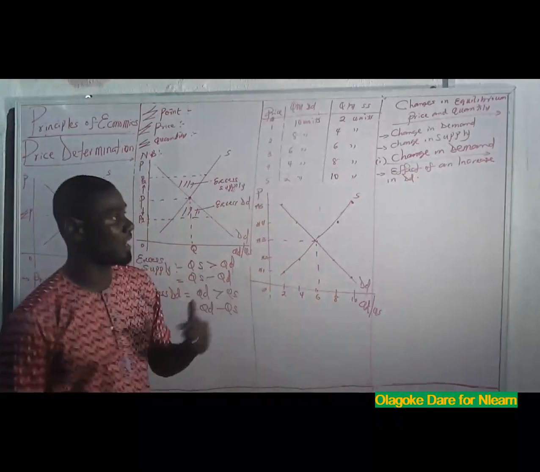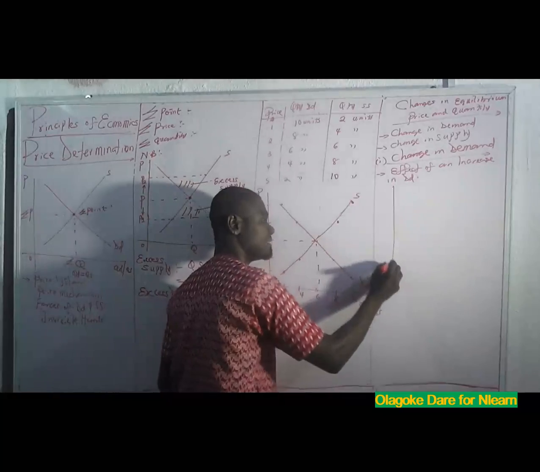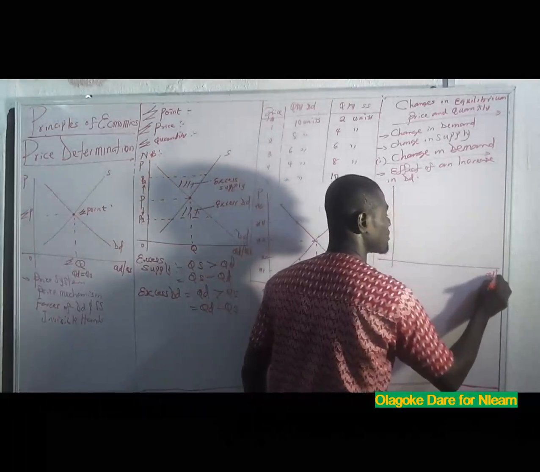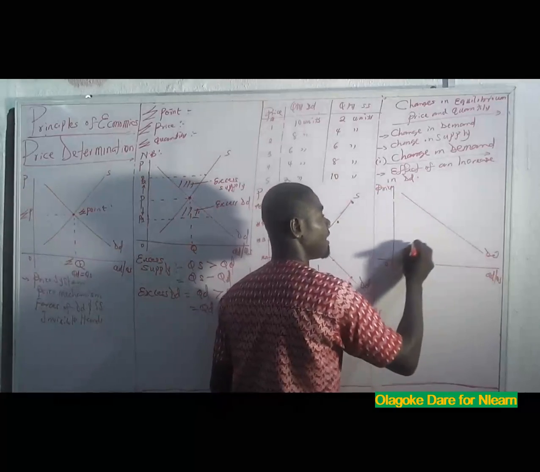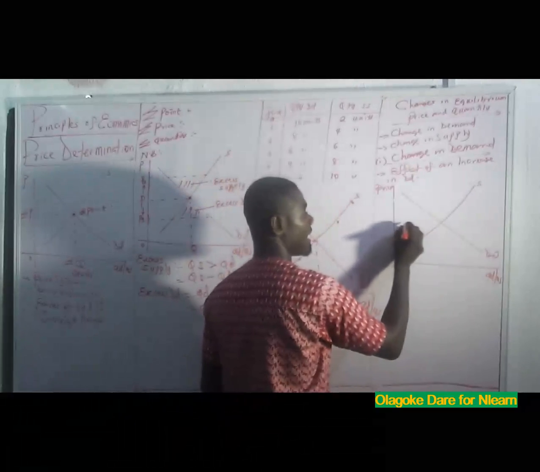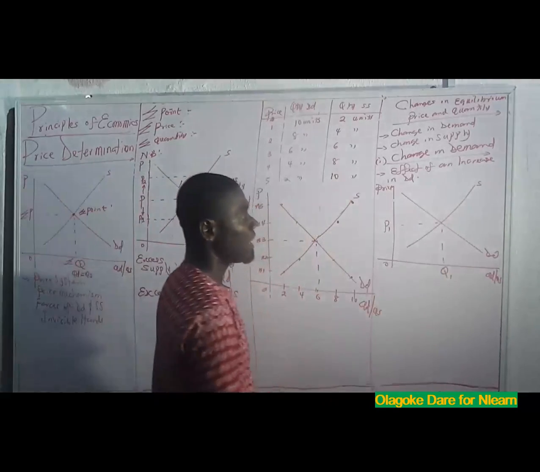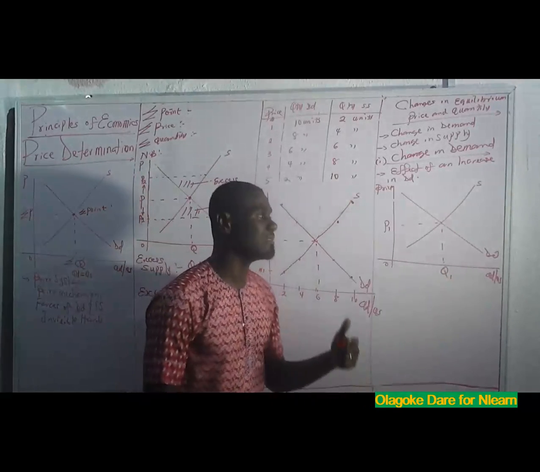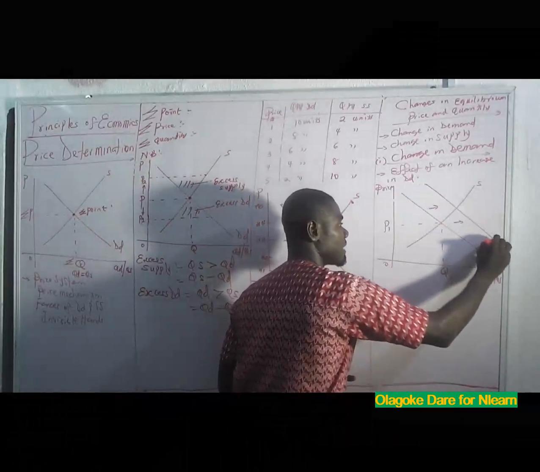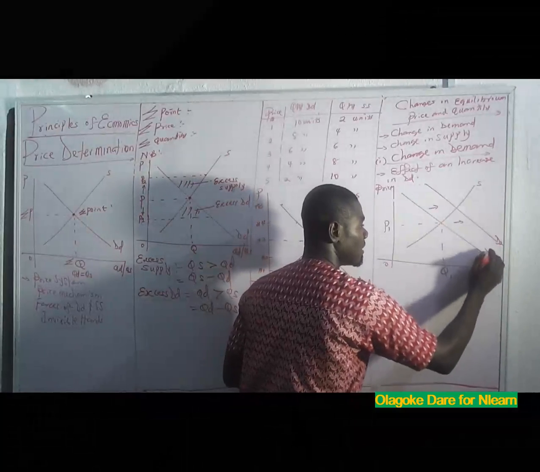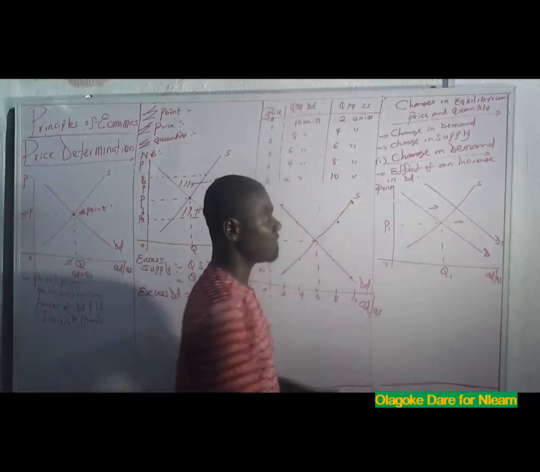When there's an increase in demand, how will it affect our equilibrium price and quantity? Let's look at it. I have quantity demanded/quantity supplied on the x-axis, 0, and my price on the y-axis. I have my demand, and I have my supply, S. I have my equilibrium price P1 and quantity Q1. When there's an increase in demand, it means the demand curve will shift to the right. I have a new demand curve. Let me call the original one D, and let me call this one D1. So my new demand curve is now D1.